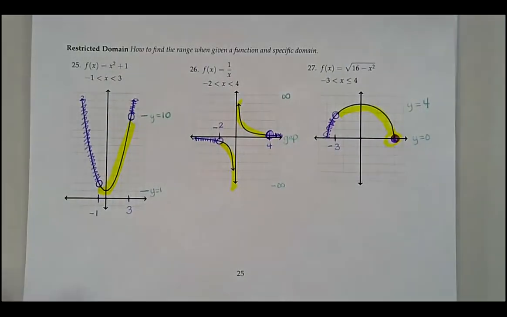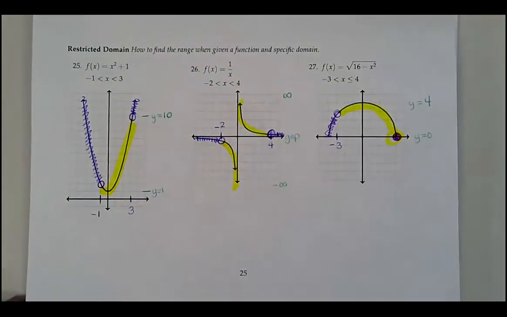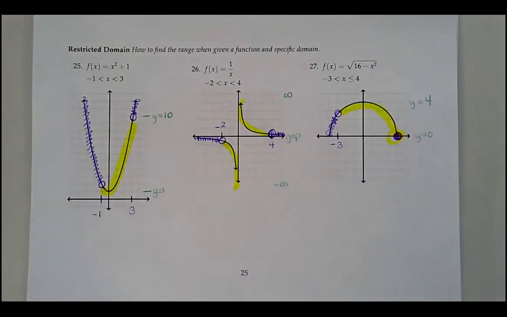Okay, so that gives us an idea of what we're looking at graph-wise for restricted domain. Let's switch over to Desmos so we can take a look at what this looks like with technology and get an actual answer for these ranges.